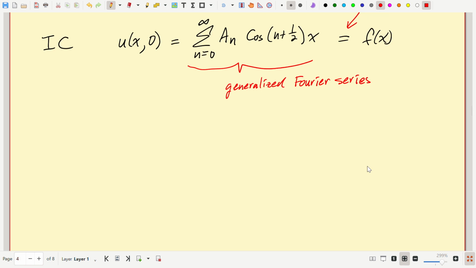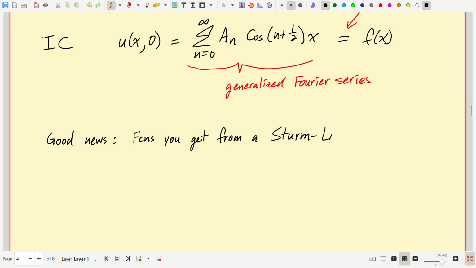But recall, so the good news is that the functions you get from a Sturm-Liouville problem of the type we study here are guaranteed to be orthogonal.